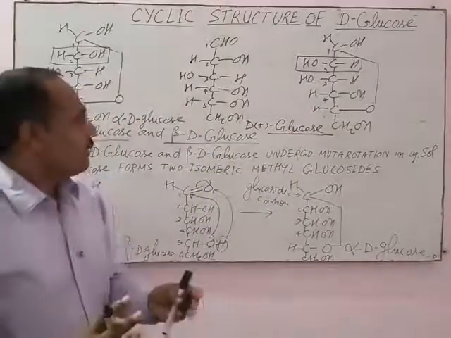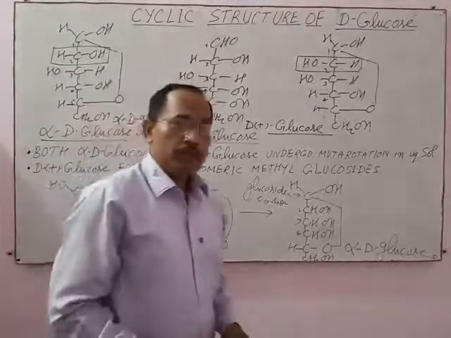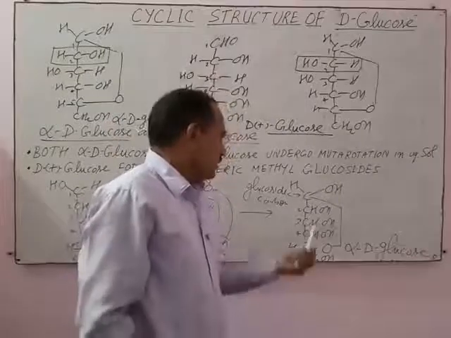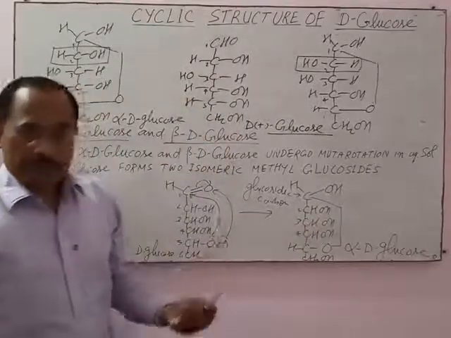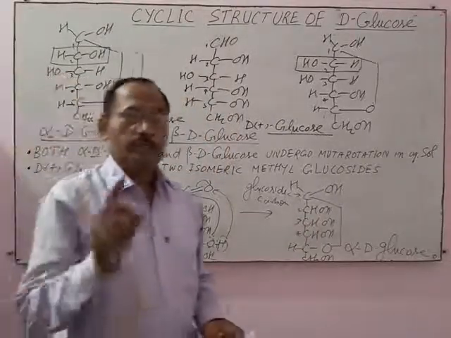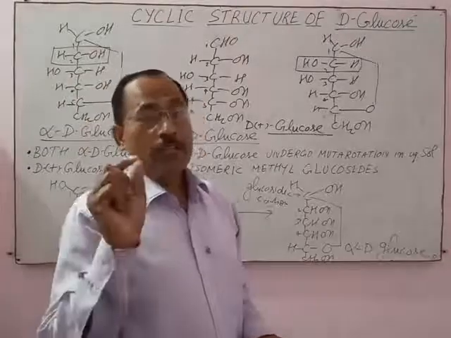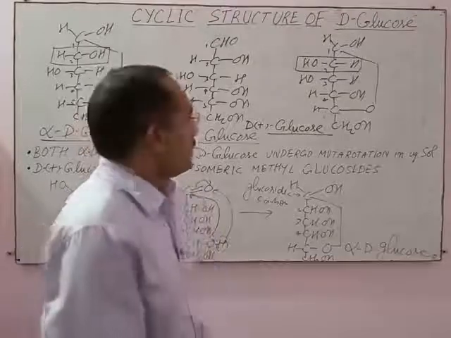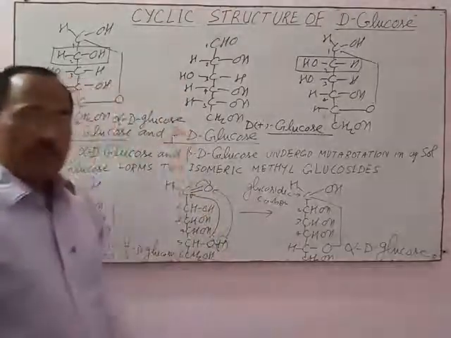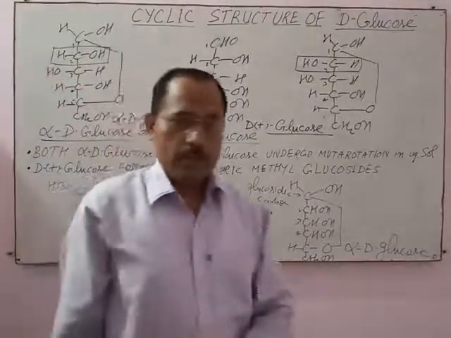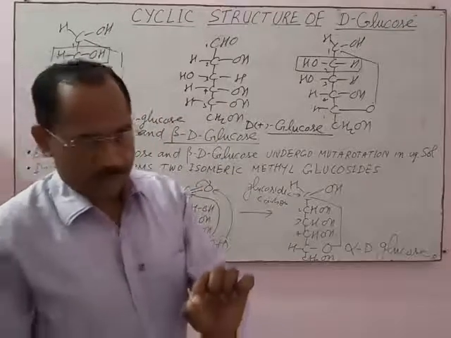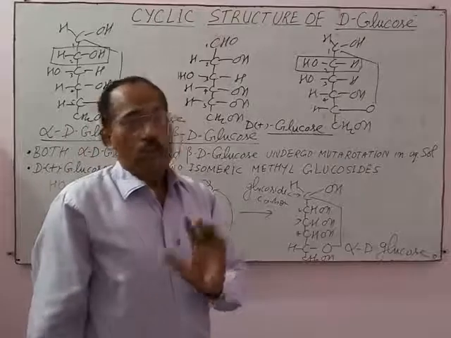So this is the main difference between epimers and anomers. In the case of anomers, configuration differs only at the first carbon atom, that is the anomeric carbon atom or glycosidic carbon atom. But in the case of epimers, configuration differs at a carbon other than the anomeric or glycosidic carbon.